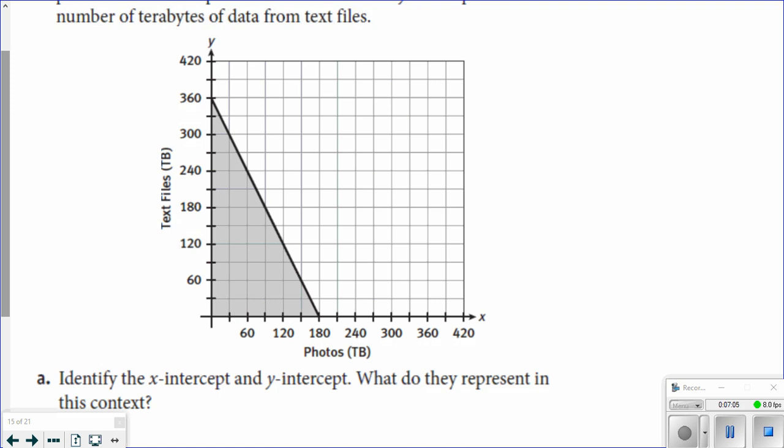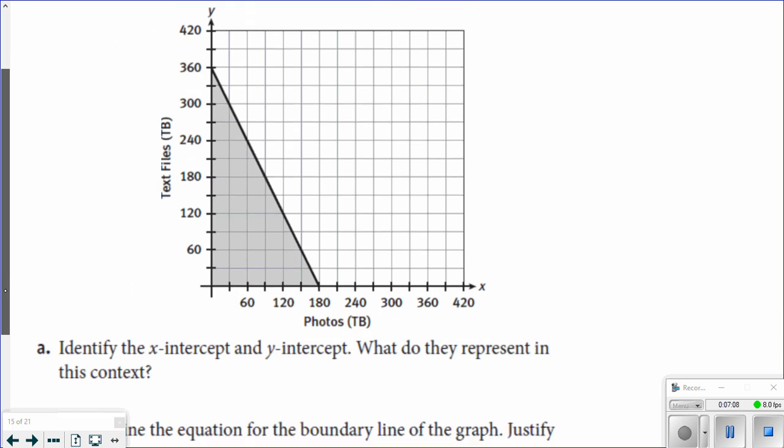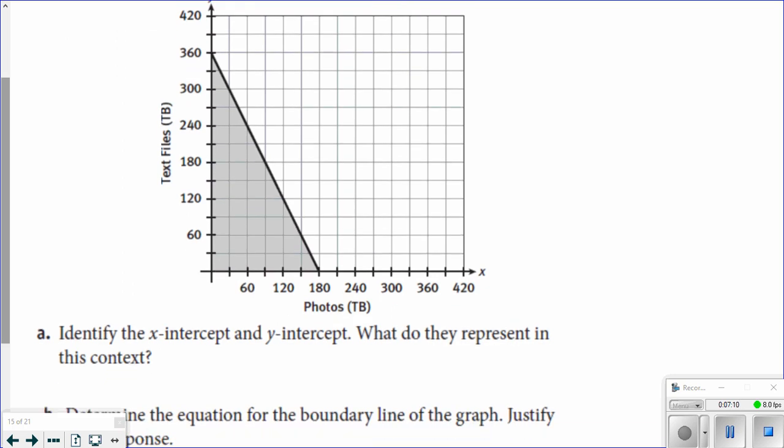Okay, text files. So let's identify our x and y intercepts because that's what question A wants. So my x-intercept is 180. And what does that represent? That represents the maximum number or the highest amount of terabytes of photos that could be uploaded in a month if and only if 0 text files are uploaded. So 180 terabytes of photos, 0 terabytes of text files.